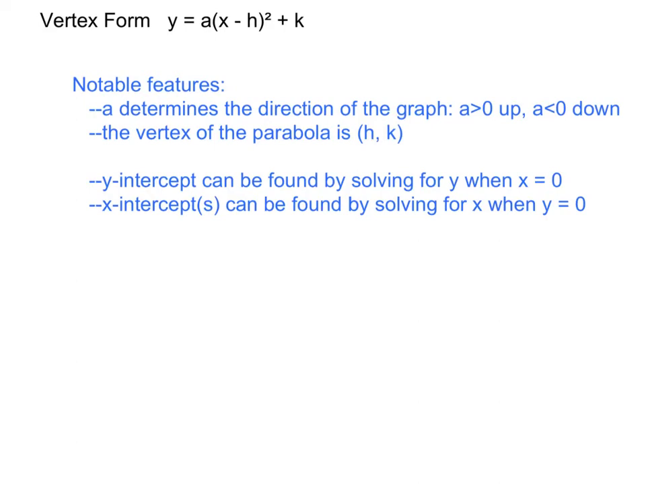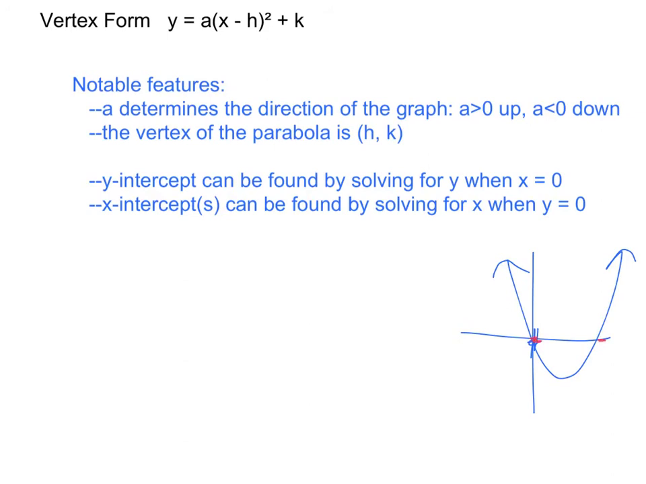The way we find the y-intercept is the way we should do it for any function, I suppose. To find the y-intercept, we solve for y when x is equal to 0. And that should make a lot of sense, right? If you have any shape and you want to know what the y-intercept is, we should evaluate it when x equals 0. Similarly, we find the x-intercepts by solving for x when y is equal to 0.